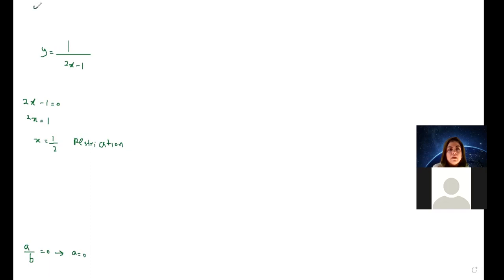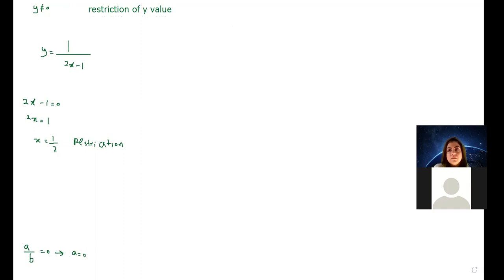Means y never will be 0 because numerator is a fixed number. For a ratio to be 0 means your numerator should be 0, right? So the y cannot reach 0, never. So this is a restriction. This is the restriction for y. Restriction of y value. From these restrictions, later on, we can do the domain and range, okay? Now, you find the restriction. From the restrictions, you can find the asymptote.